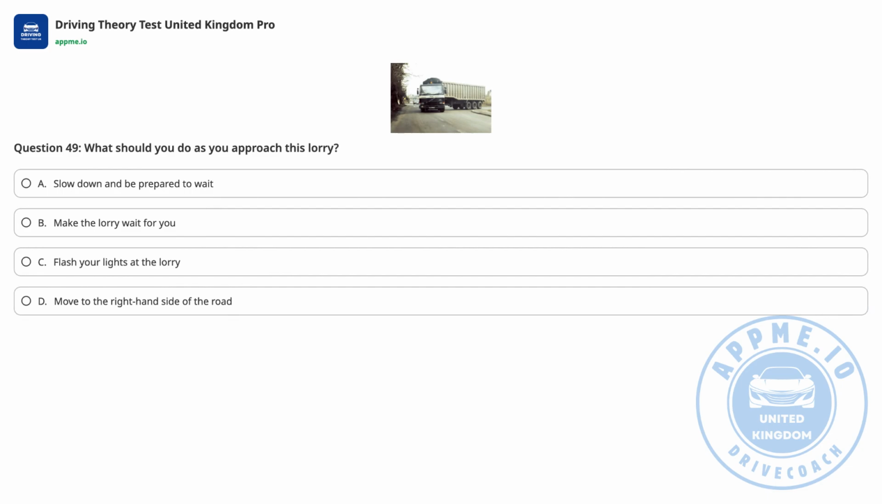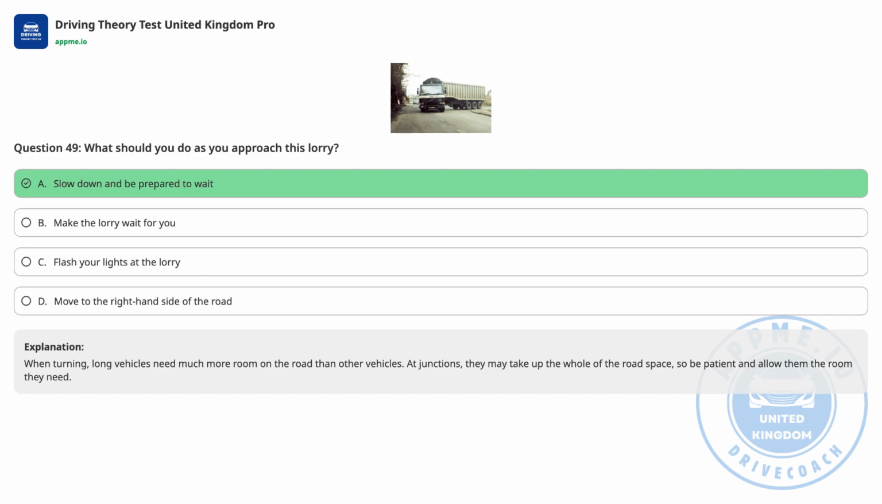Question 49. What should you do as you approach this lorry? A. Slow down and be prepared to wait. B. Make the lorry wait for you. C. Flash your lights at the lorry. D. Move to the right-hand side of the road. The correct answer is A.